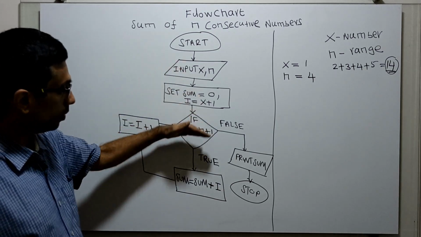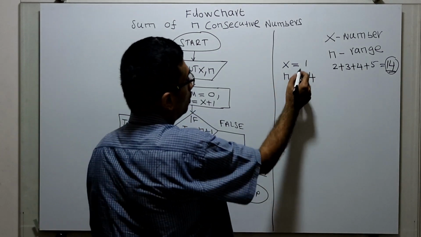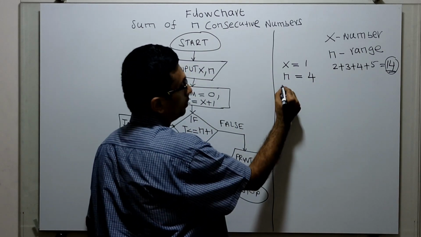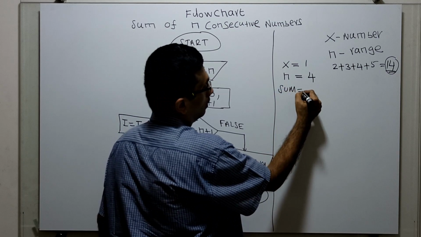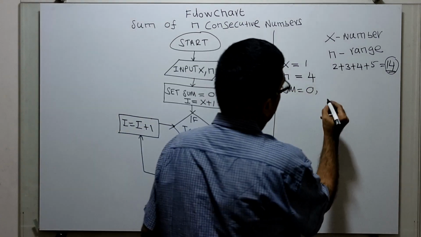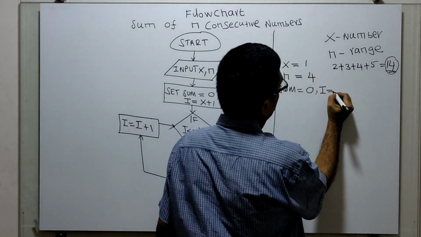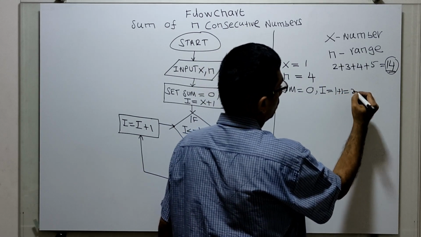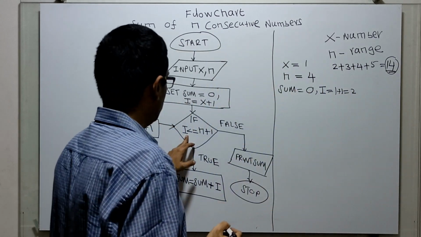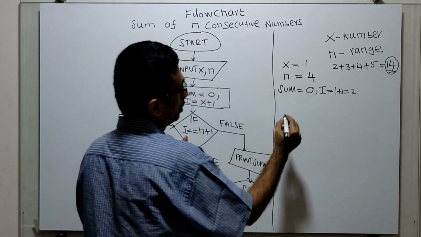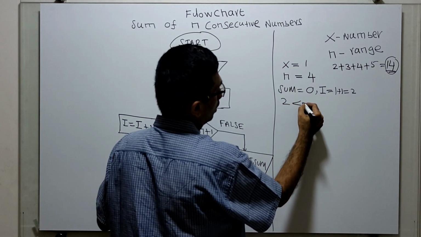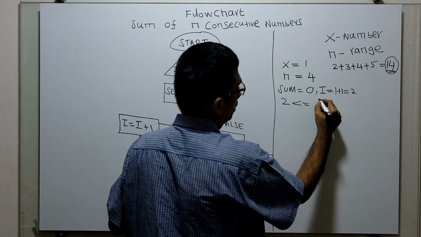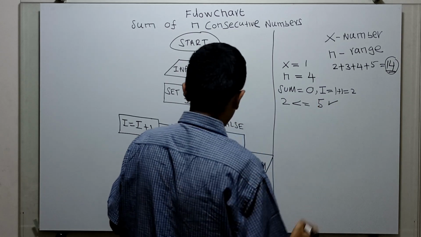Now we will check the flow of the flowchart. So x equal to 1, n equal to 4. The value of sum equal to 0, I equal to x plus 1, that means 1 plus 1 which is equal to 2. I am checking I, that is 2, less than or equal to n plus 1. n is 4, n plus 1 is 5. So the condition is true.